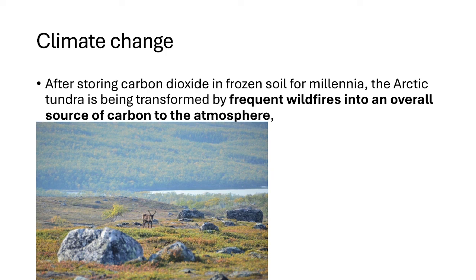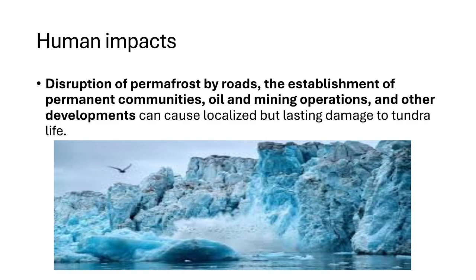Storing carbon dioxide in frozen soil for a long time, the Arctic tundra was transformed by frequent wildfires into an overall source of carbon for the atmosphere. Disruption of permafrost by roads, the establishment of permanent communities, oil and mining operations, and other things can cause localized but lasting damage to tundra life.